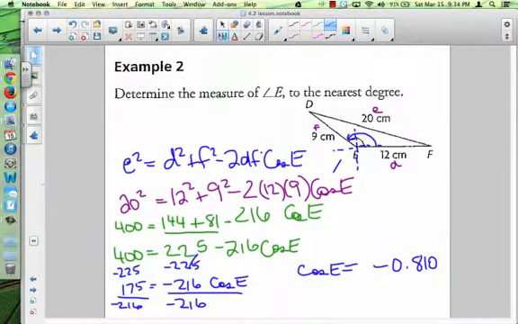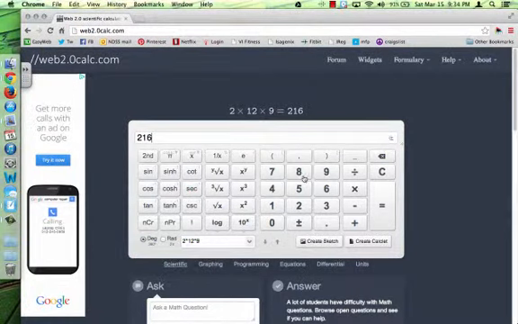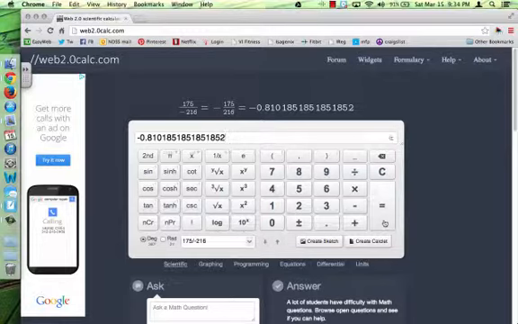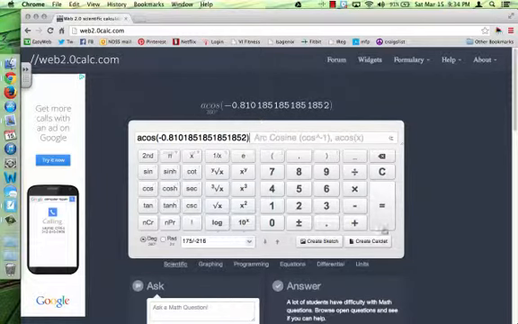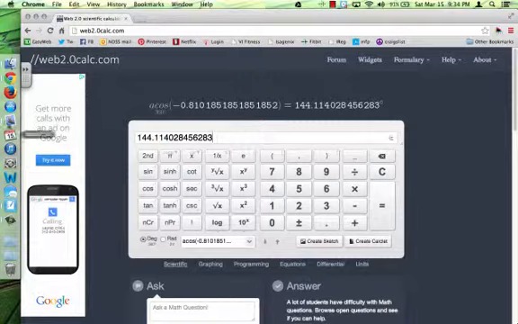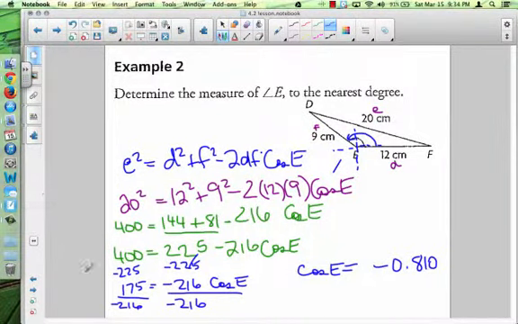So we're going to go to the calculator. Let me get that 175 divided by 216. That's negative, just so I can get that on that calculator. Okay, there's that negative 0.810. It's a cosine ratio, so second quadrant because it's negative. So second cos of that, and look at there, 144 degrees, which makes sense because it's a negative cos ratio. So angle E is 144.